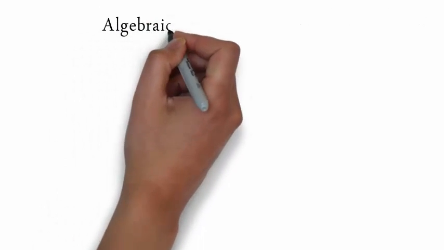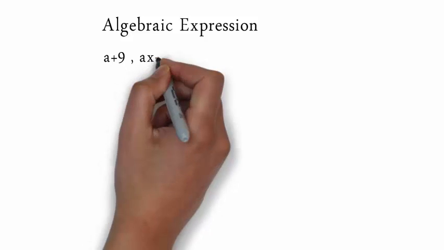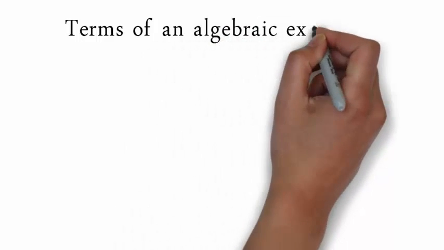Algebraic expression. An algebraic expression is a combination of constants and variables connected by some or all the signs of operators like plus, minus, multiplication and division. For example, a + 9 and ax - 8, where a is the variable and 9 is the constant, combined with a plus sign.